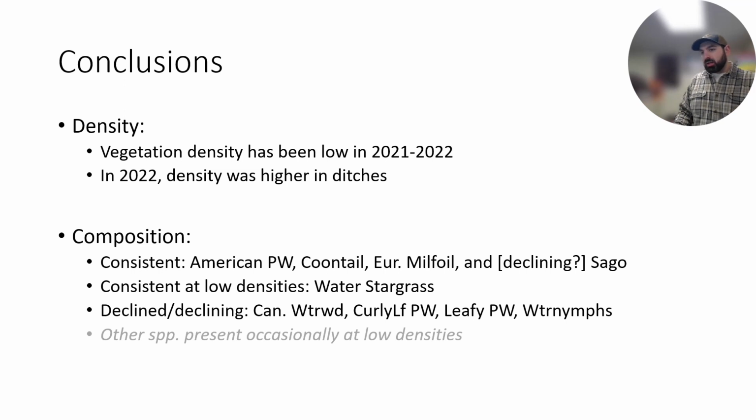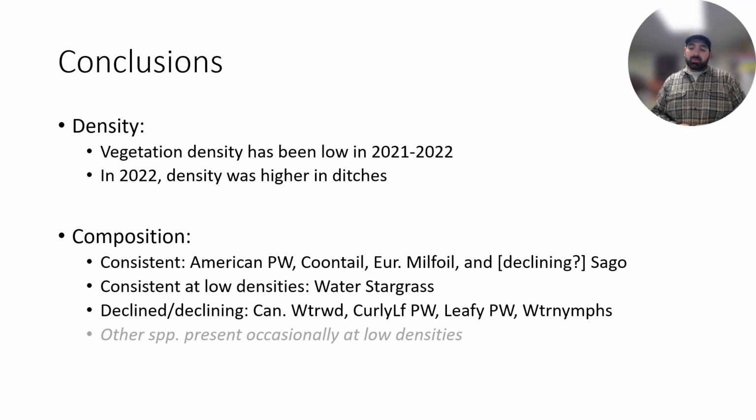So in conclusion, Emiquon's submerged aquatic vegetation density has been fairly stable and abundant throughout a lot of the time period, but it's been low in 21 and 22. Again, this is not talking about spatial extent. This is just the density where it occurs. In 2022, density was higher in the ditches, which we did sample. So we need to think about how sampling of ditches and other parts of the lake represent what is going on in the whole ecosystem.